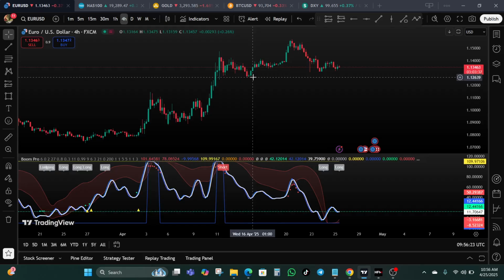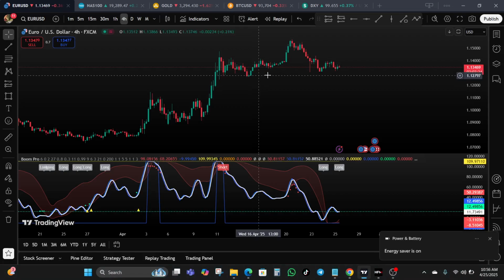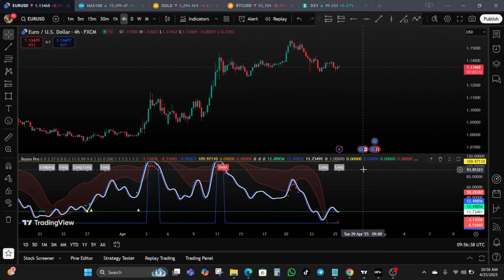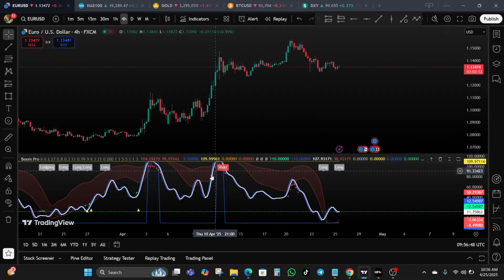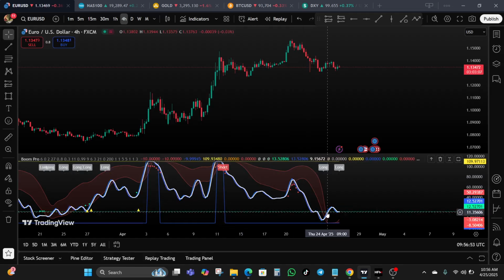Okay, so if you are into spike trading, this is something you would want to pay close attention to. If you are trading any asset that is known for fast, unpredictable spikes that can either make or break a trade, this indicator can be very valuable for you. The Boom Hunter Pro is designed to help you identify potential spike zones before they happen, giving you the ability to plan ahead rather than react late.